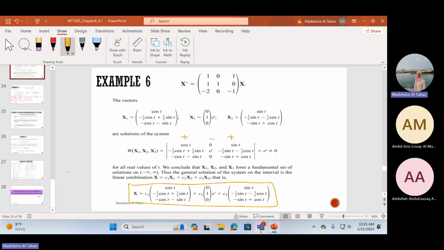Of course, when we're evaluating the Wronskian, x1 will be the first column, x2 the second column, x3 the third column.